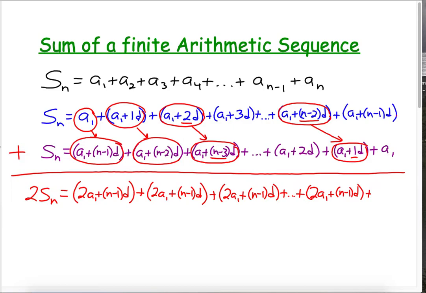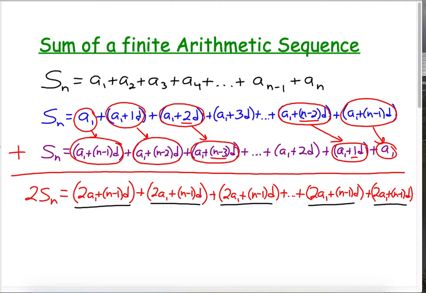And then we combine the last two terms here, and we get 2a sub 1 again plus n minus 1 times d. Alright, so we've got the same term over and over and over again: 2a sub 1 plus n minus 1 times d. How many of these are we going to have?